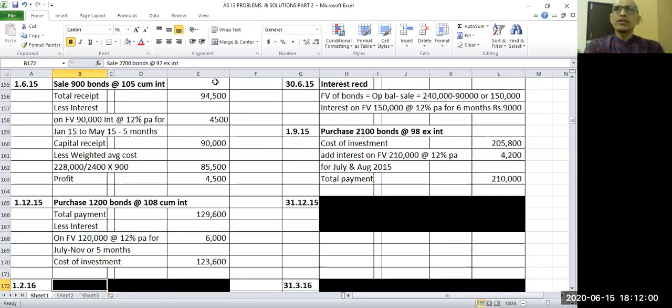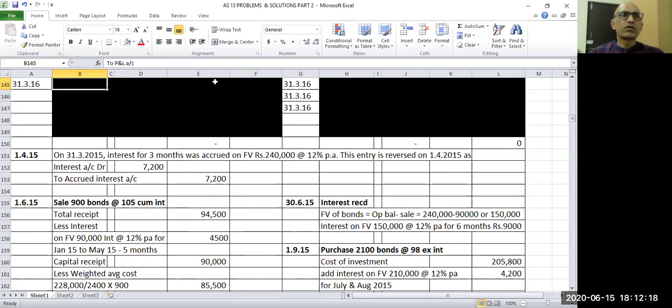So when you acquire these bonds, we are going to pass the entry. Investment account debit 1,23,600, interest account debit 6,000 to bank account 1,29,600 rupees. This is how the transaction will get recorded in the books.